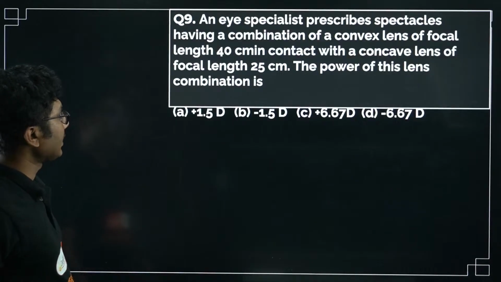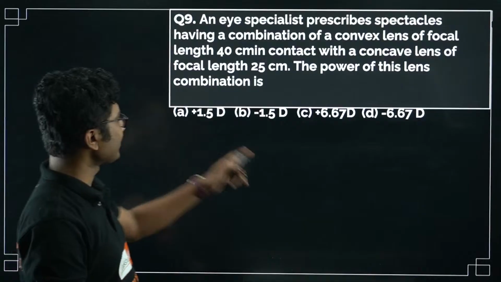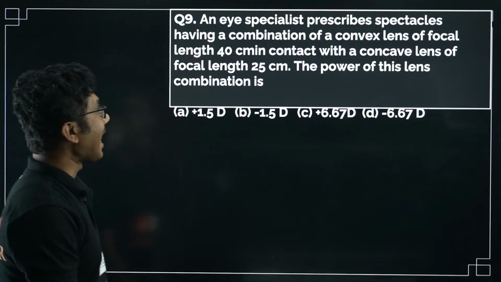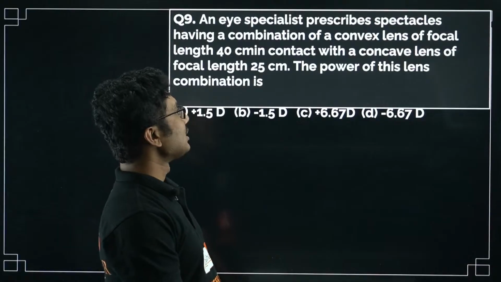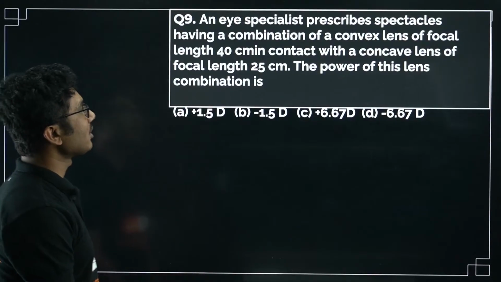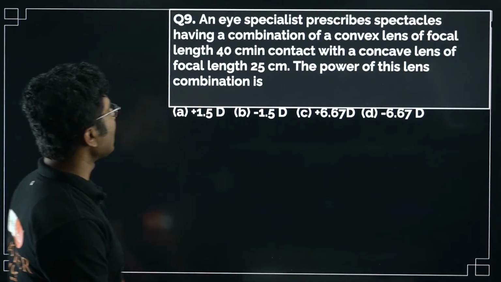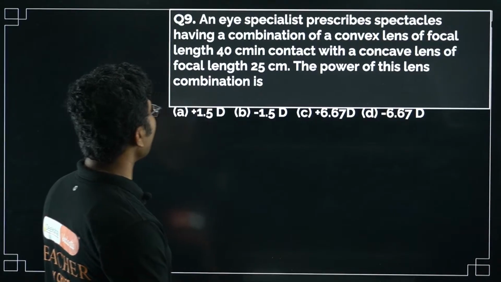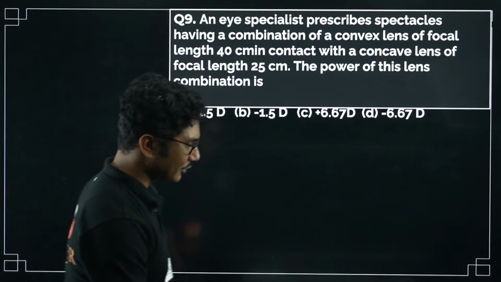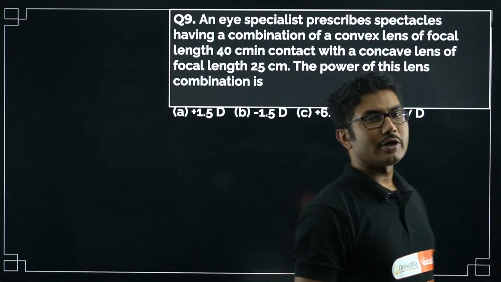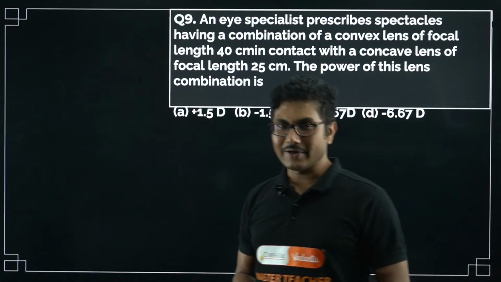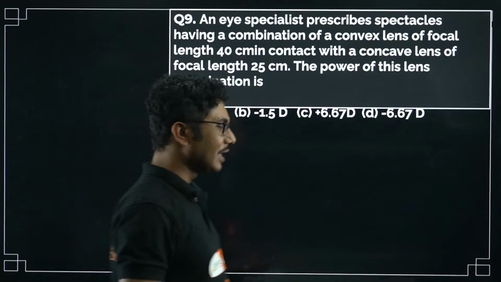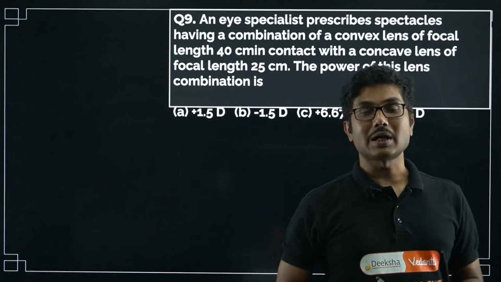Now, next question. Somehow the options are going out of the frame. Anyway, an eye specialist prescribes spectacles having a combination of a convex lens of focal length 40 cm in contact with a concave lens of focal length 25 cm. So you have an experiment based on contact of concave lens and convex lens, and if you keep them in contact, what will be the focal length of the combination?